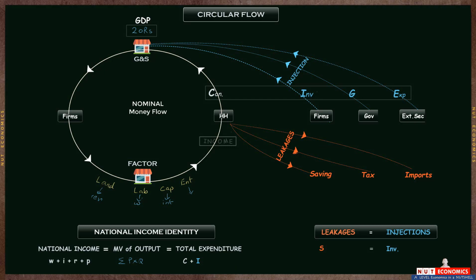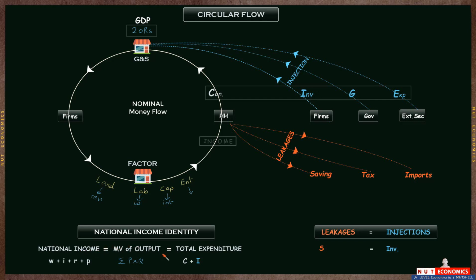Now, since you already have the basic concept of the circular flow, what is the total spending and what are the leakages and injections, the only thing that changes in these two equations after adding these two other sections or sectors of the macroeconomy is that this national income identity will still tell you the same thing, that the market value of output will be equal to the total spending and that will be equal to the total national income.